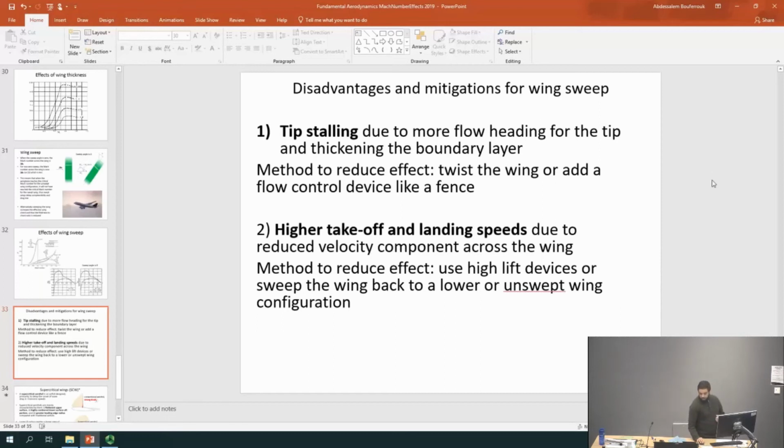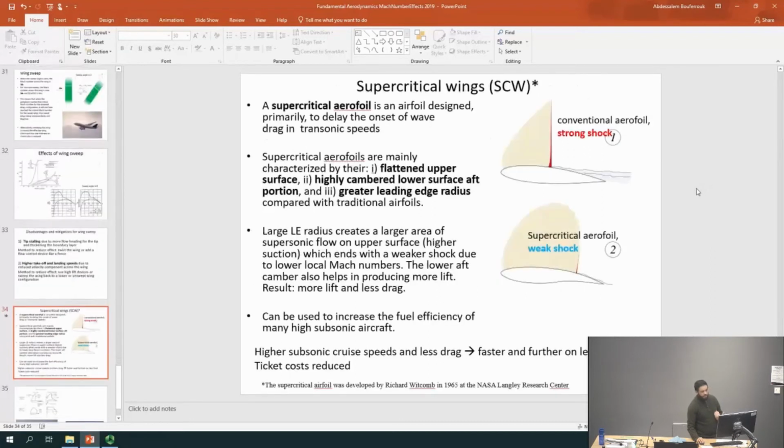Right, the last thing I will discuss before we have a 5 minute break or something is supercritical wings.